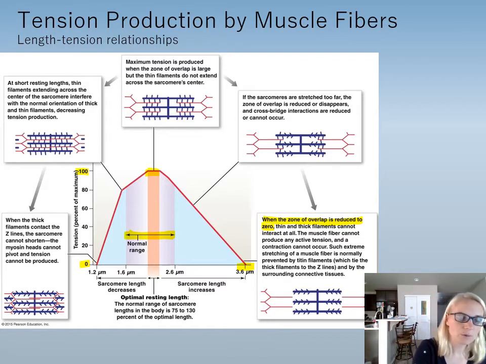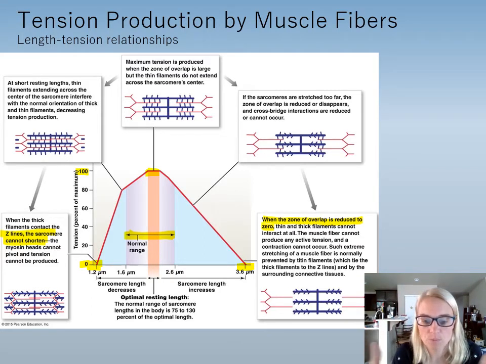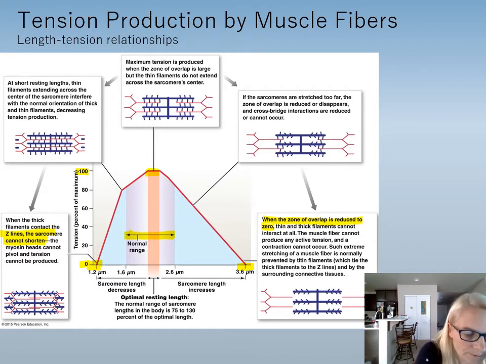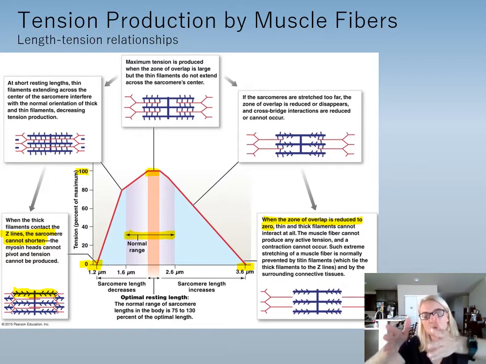Okay, so now let's come over to this extreme over here. If your zones of overlap are big, right, but we moved our Z lines so close together that your thick filaments are bumping up against your Z discs, and you have no more I bands and it's just A band and the Z disc is right up next to the A band, even if you have all of that zone of overlap, so lots of zone of overlap, you can't make it any shorter.